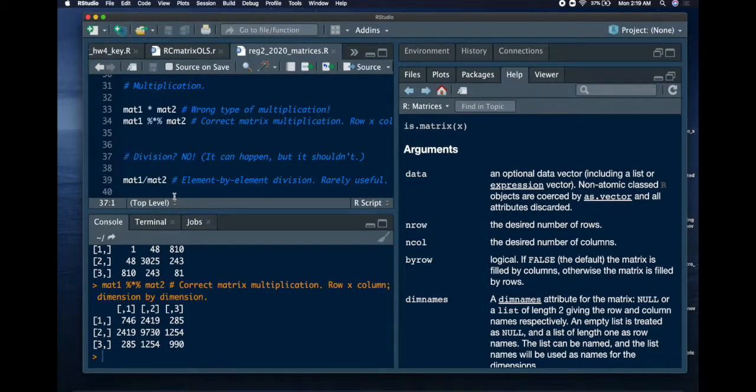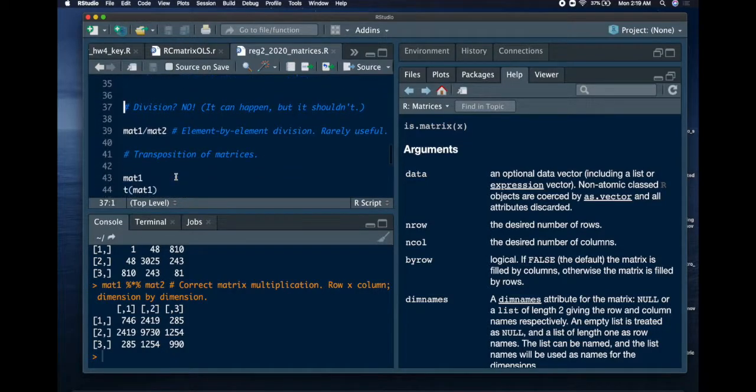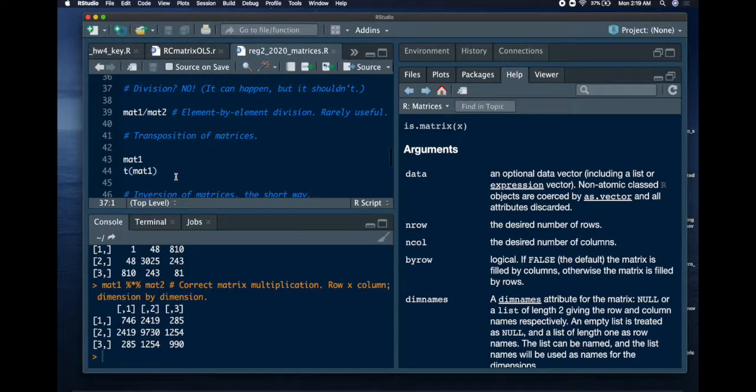Element by element division can actually happen in R, but it's not something that we do normally and it's not very useful. But transposition and inversion, these are things that are actually very important.